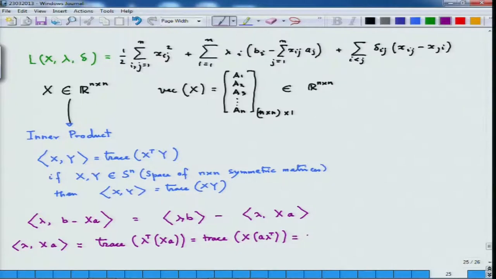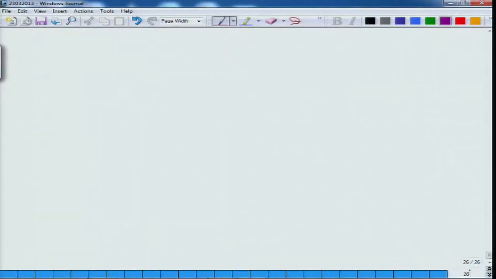So now I can write this as the trace of, right. So this simply means the transpose of the transpose. So basically this actually means a lambda transpose x, which is the same as writing x lambda a transpose. So here comes the nice equation: lambda times x of a is equal to x times lambda of a transpose.